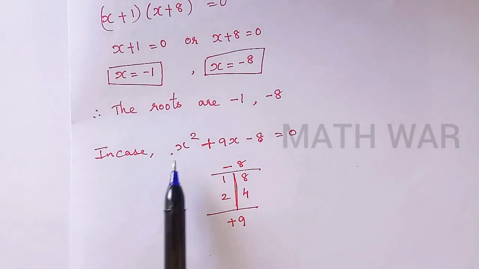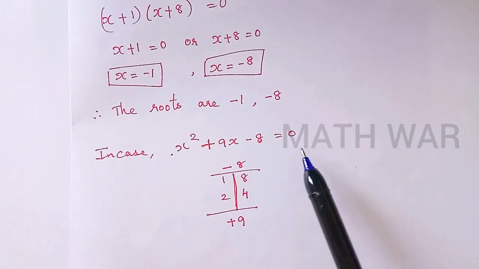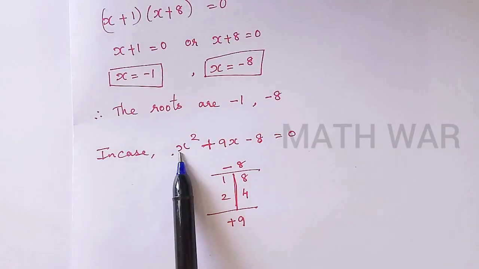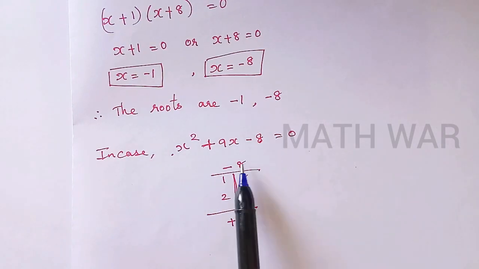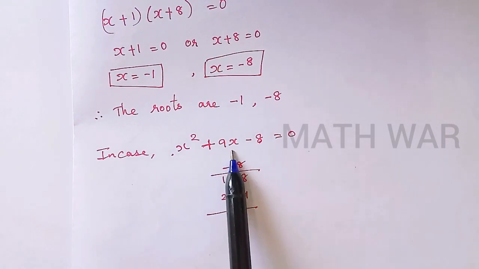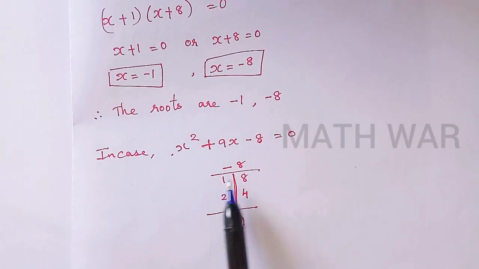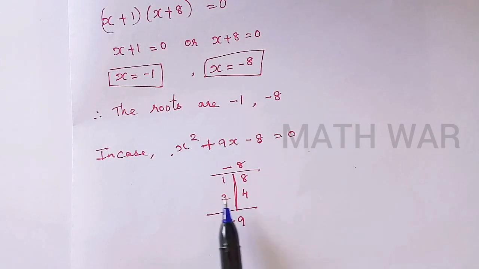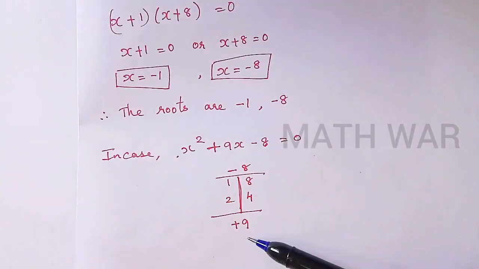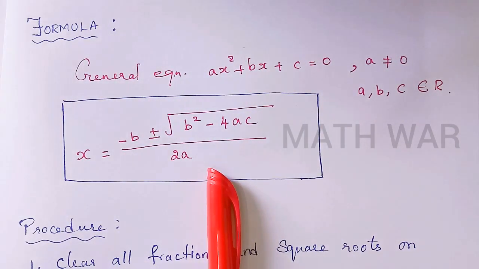In case our question is x square plus 9x minus 8 equal to 0, that is, plus 8 here, minus 8 equal to 0. We can see the coefficient of x square is 1 and the constant term is minus 8. So 1 into minus 8 is minus 8. The coefficient of the x term is plus 9, that I wrote here. The factors of the number 8 are 1 and 8, 2 and 4. So here you can clearly see that it is not possible to choose any factors such that we will get minus 8 or plus 9.